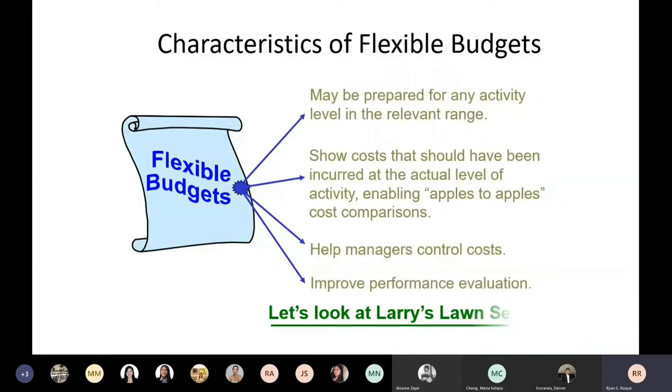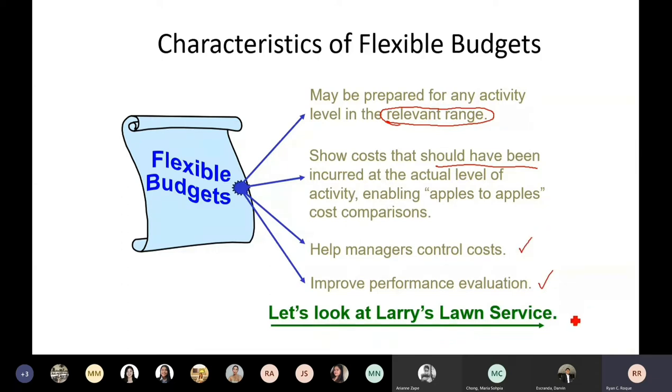Okay, so ang flexible budget may be prepared for any level in the relevant range. I hope hindi nyo nakakalimutan yung discussion natin sa relevant range. Now, within that specific range lang natin may expect na linear at valid yung mga cost relationships natin. And then we show costs that should have been incurred at the actual level of activity. Kaya nga, ang flexible budgets, ito is more on the standard. It's not the budget na pre-prepare natin dun sa static natin. Hindi, yung kanina, sa static natin. And it helps the managers control cost and improve performance evaluation.